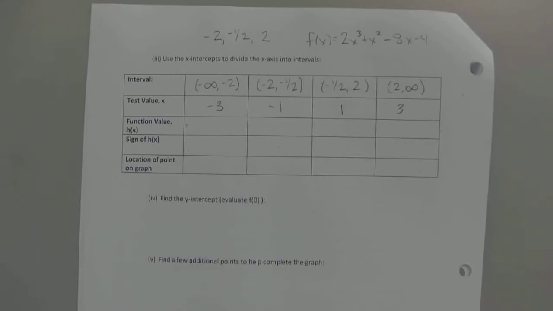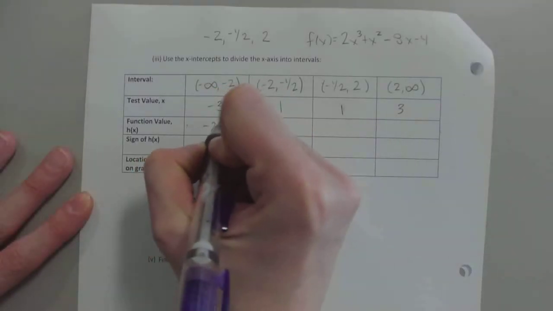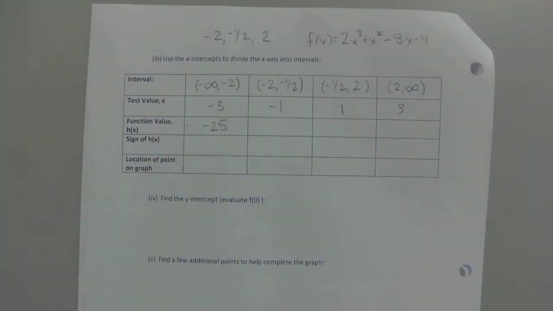That's what I got. You guys get negative 25 there. And again, making sure you just have negative 3 in parentheses. You cube it, multiply it by 2, square it, multiply it by negative 8. Oh, you didn't cube it. Okay, so it's negative 25.